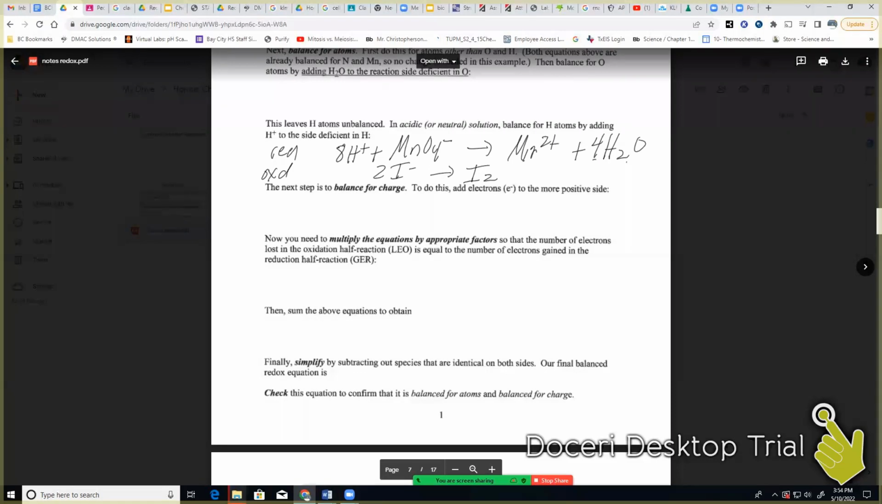My next step is that I need to balance for charge. Not only do my elements have to be equal, but also my charge has to be equal. If I look on this side right here, at this point, I have a +8 and a -1, so I have a total +7. Over here, I have a +2. Obviously those are not balanced, so I have to add electrons to the side that I need to balance my charge on. In other words, I have +2 here and +7, so I need to add 5 electrons.